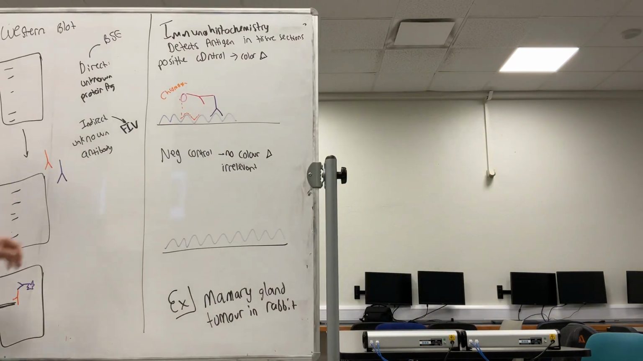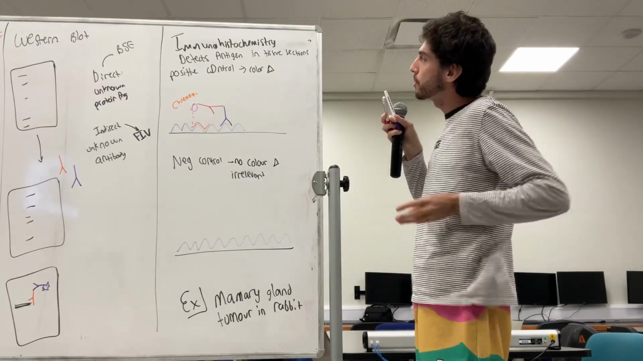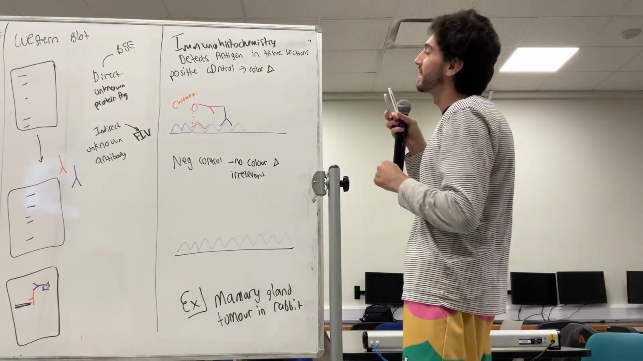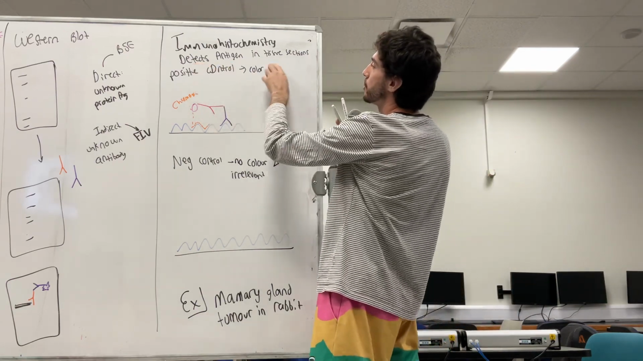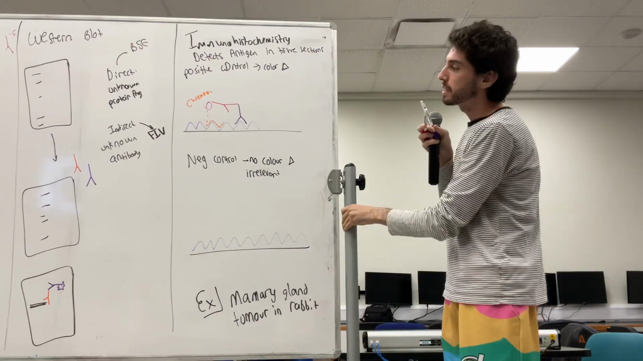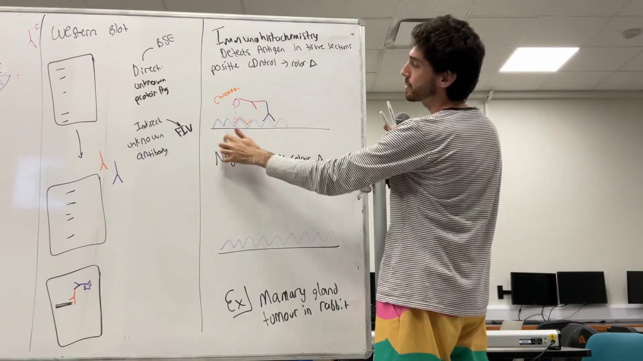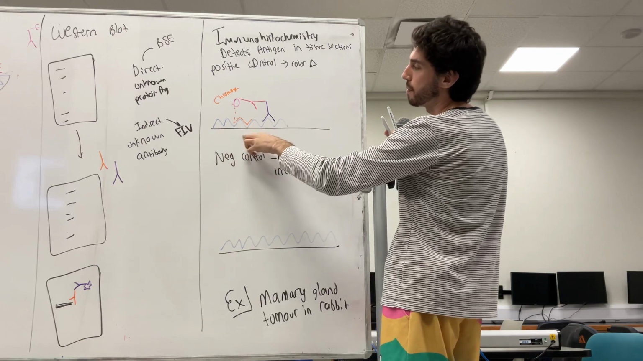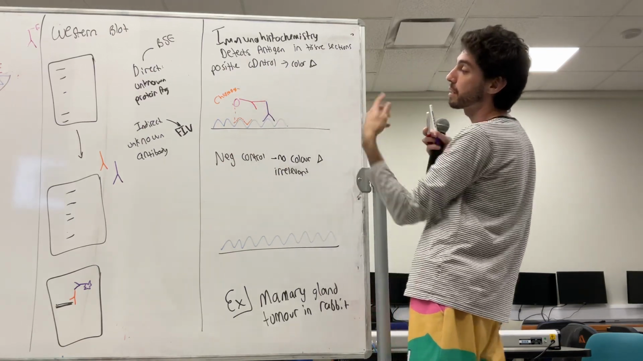So the last one is immunohistochemistry. What this does is it's going to detect antigen in tissue sections. So it's kind of similar. We're going to have tissue sections. This is a tissue section here, and we're going to start with our positive control, so we know that there's going to be a color change.